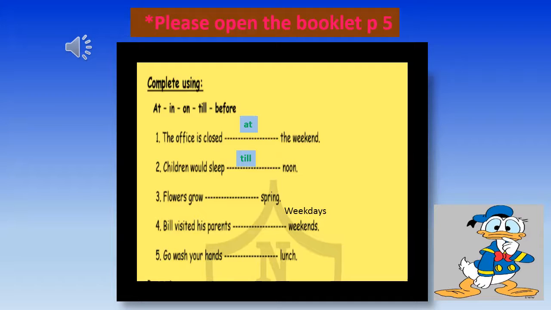Number 3. Flowers grow spring. Spring is a season. Before seasons you have to put in. Flowers grow in spring. Number 4. Bill visited his parents weekdays. Before the word weekdays, you have to put what? On. Bill visited his parents on weekdays. Number 5. Go wash your hands lunch. Go wash your hands before lunch.